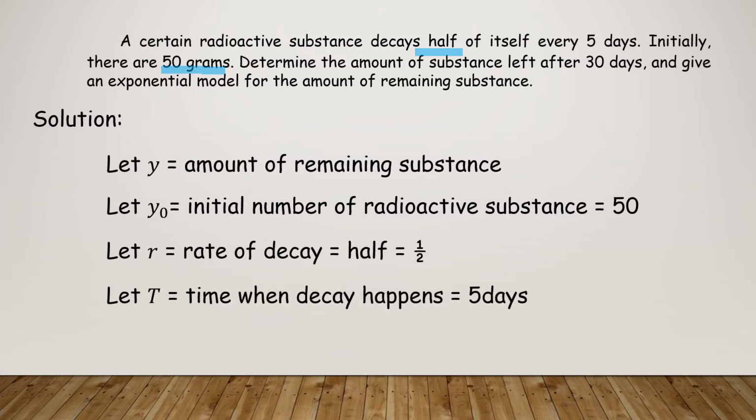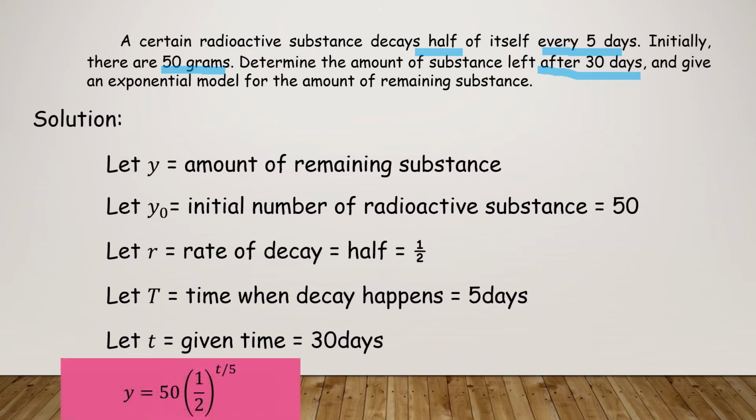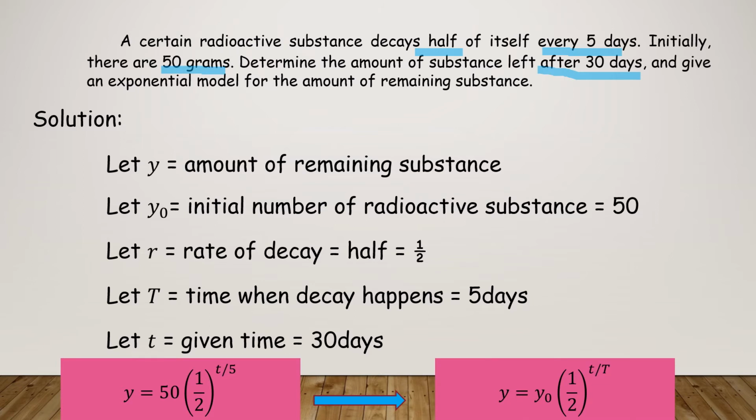Let our capital T be equal to the time when decay happens, and that is every 5 days. So, yung small t naman natin is the given time already, after 30 days, kapag hinahanap na natin yung sa problem. Given kanina na y is equal to 50 times 1/2 raised to t over 5, we have y is equal to y sub 0 times 1/2 raised to small t over capital T. So, yung unit ng magiging answer natin ay depende sa kung ano ang unit ng nasa given. If that is grams, kilograms, and so on.